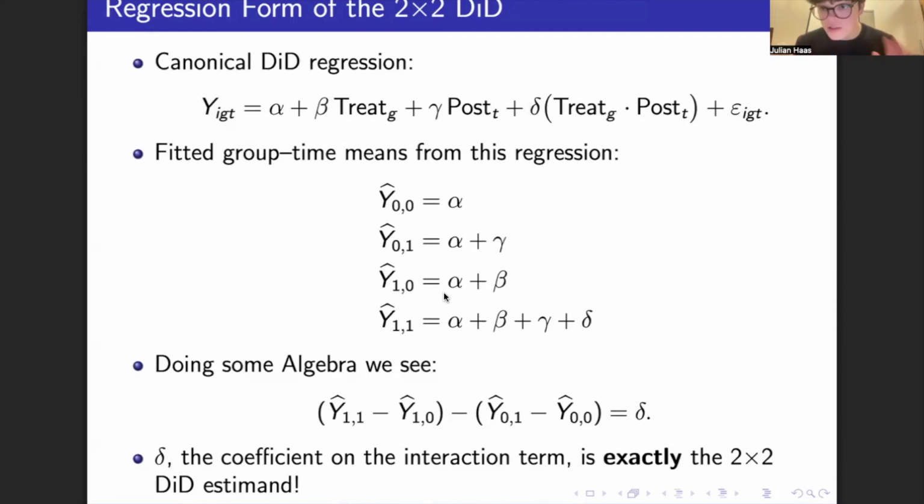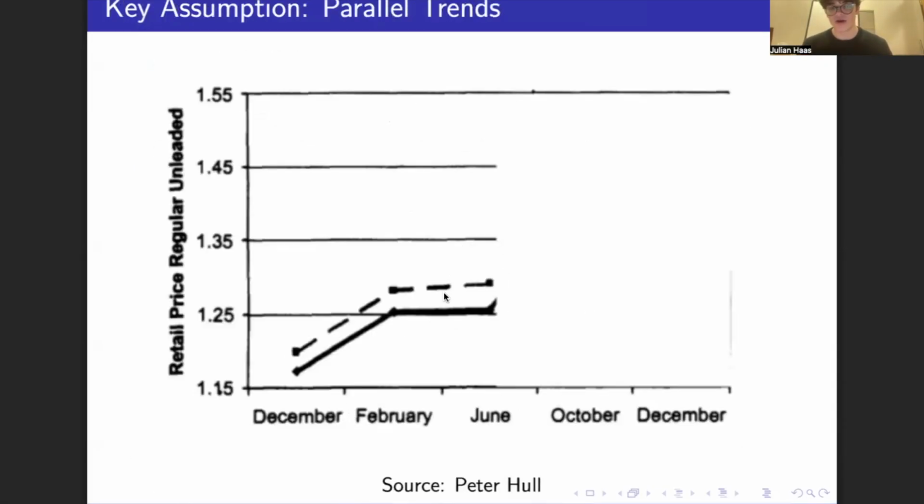So now I'm just going to probe at that parallel trends assumption that I talked about in the last slide. I'm going to do this using two figures that come from Peter Hull's lecture notes on diff and diff. Peter Hull is a Wesleyan alum, and I think these figures do a really nice job of showing the parallel trends assumption. In this case, I think we're looking at gas prices for groups of gas stations, or companies that eventually merge together.